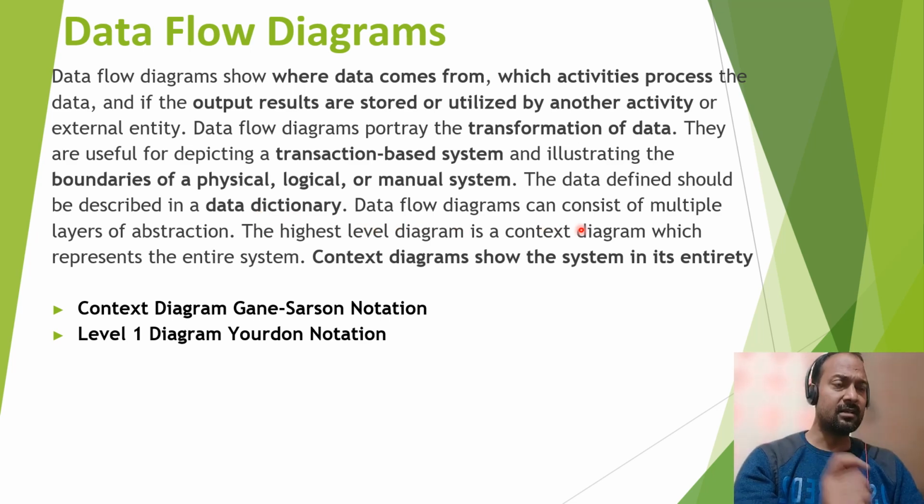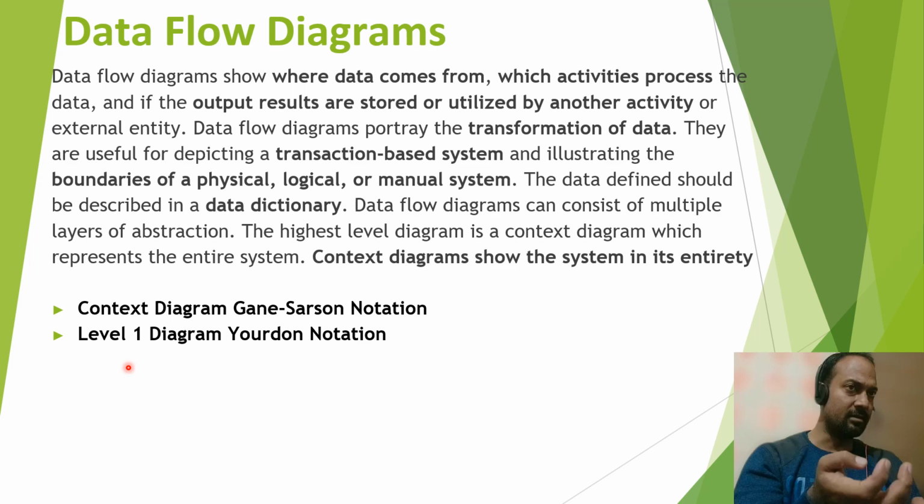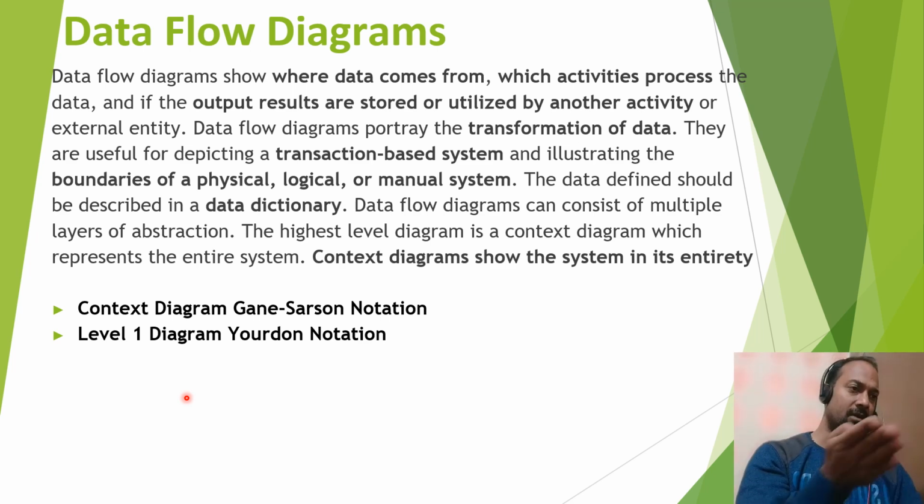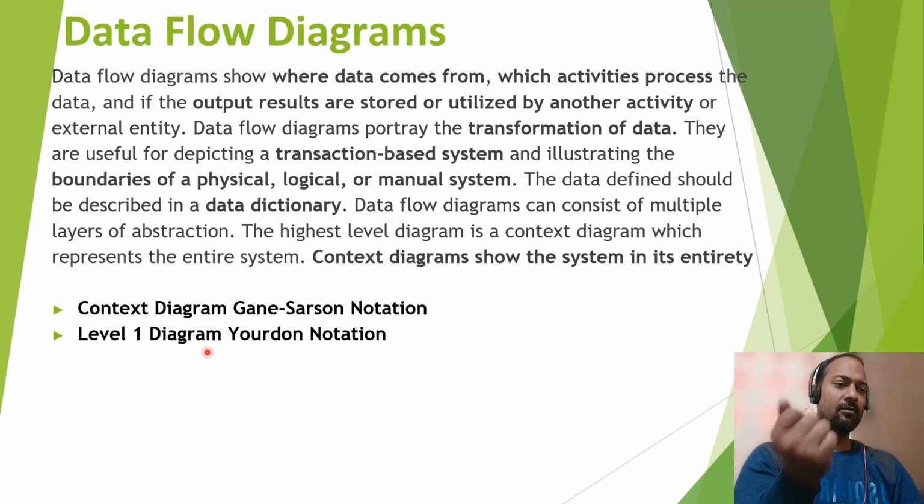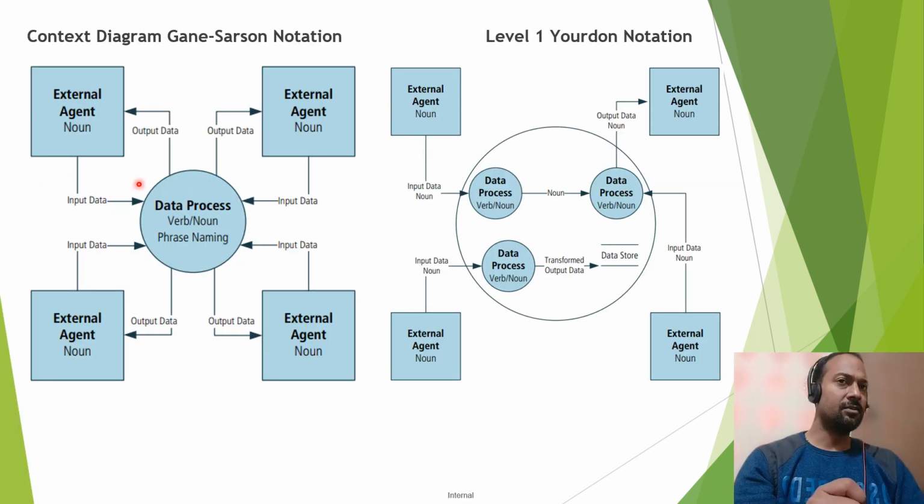Data flow diagrams can consist of multiple layers of abstraction. The highest level diagram is a context diagram, which represents the entire system. A context diagram shows the system in its entirety. As I said, the level 1 diagram, also known as the context diagram, is the high level diagram, the helicopter view of understanding something. You go deeper into the information, which is known as level 2, level 3, level 4, right? Now let's move to the context diagram, which is Gane-Sarson notation, and a level 1 diagram, which is Yourdon notation. So here you can see both.